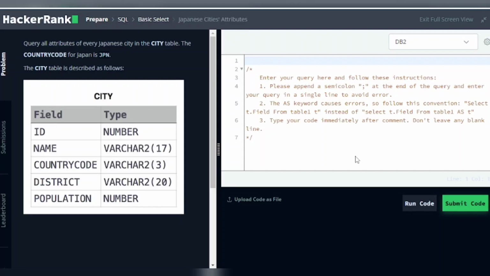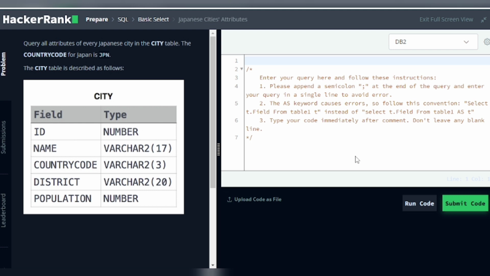Okay, hello friends, I am here and we are solving the fifth SQL question on HackerRank. The question is Japan's city attributes, and the question is shown here. Let's see what the question is asking.